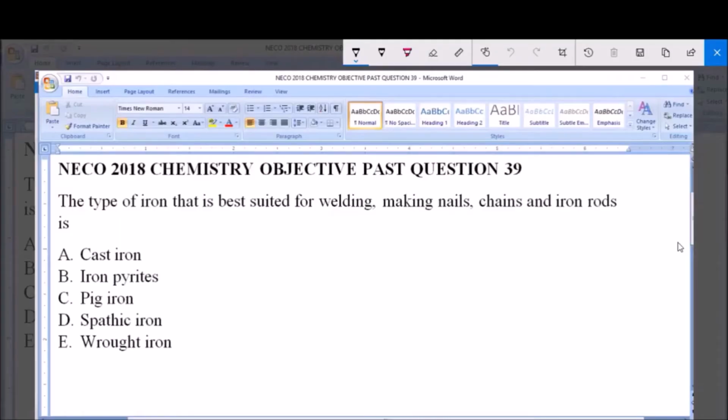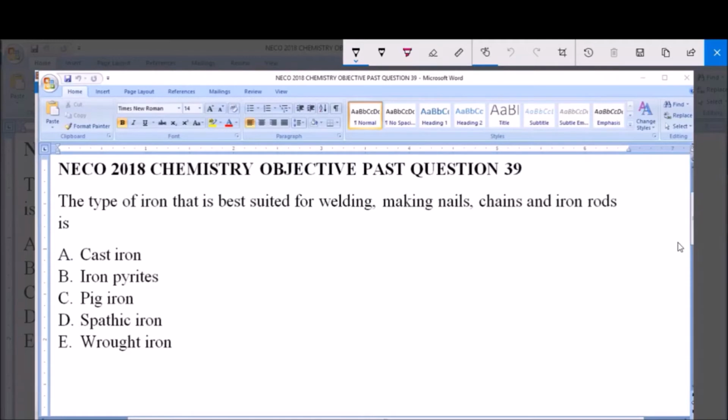Hello and welcome. I'm going to be answering Neco 2018 Chemistry Objective Past Question 39. The type of iron that is best suited for welding, making nails, chains and iron rods is A. Cast iron, B. Iron pyrite, C. Pig iron, D. Spatic iron, E. Wrought iron.